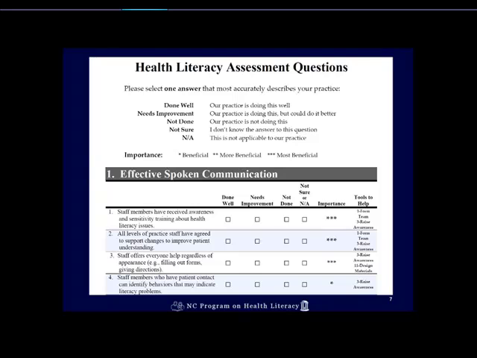Here's an example of what the health literacy assessment looks like. And let me just walk you through this cut and paste from the top of the page. The assessment has several items which we ask members of the practice to rate the practice. And they rate as either done well, our practice is doing this well all the time, needs improvement, we do this but we could do it better, or not doing it at all.